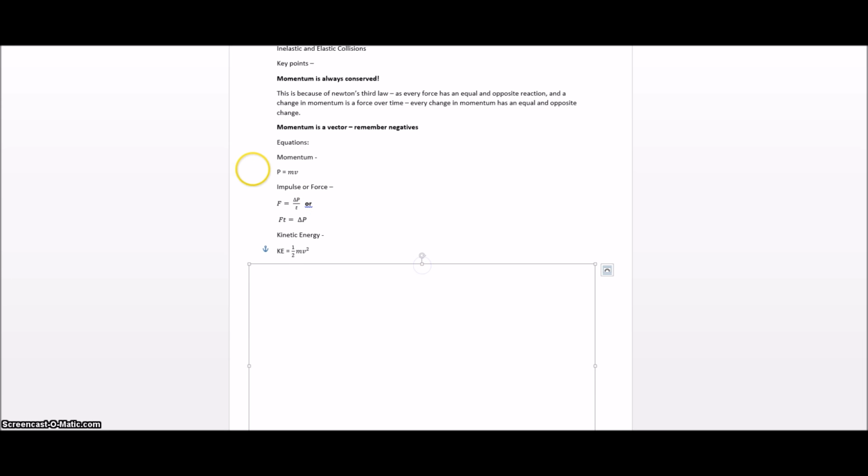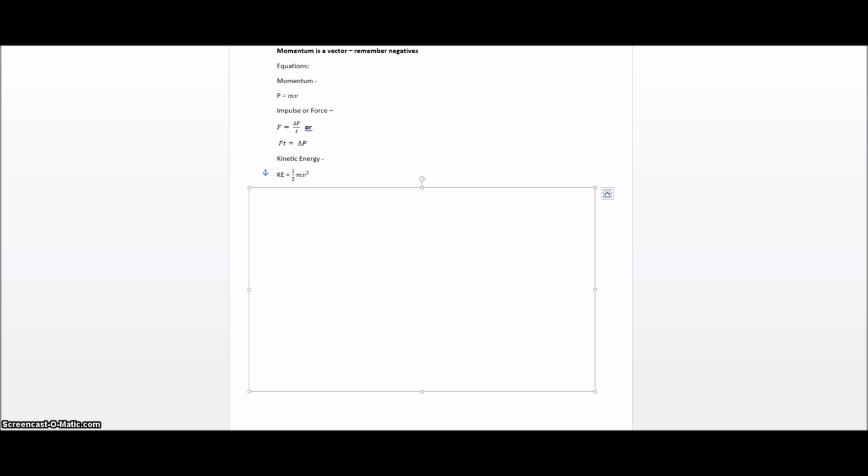Some important equations are: momentum is equal to mass times velocity, and force is equal to change in momentum over time, or alternatively, impulse, which is force times time, is equal to change in momentum. Another important equation for inelastic collisions is kinetic energy is equal to half mv squared.